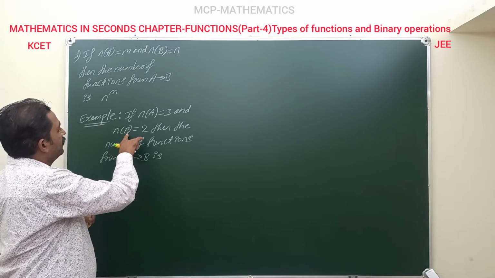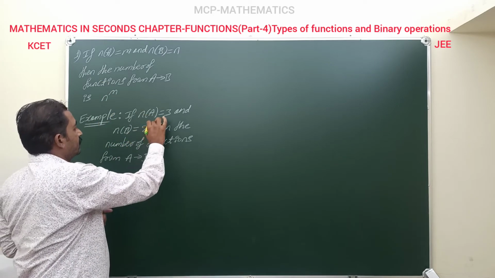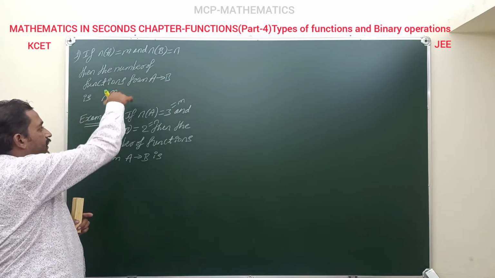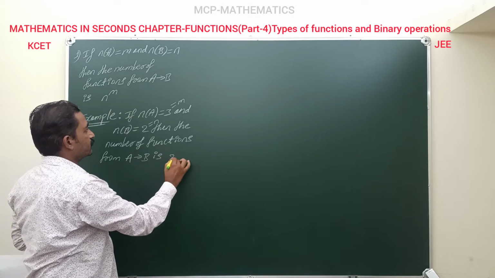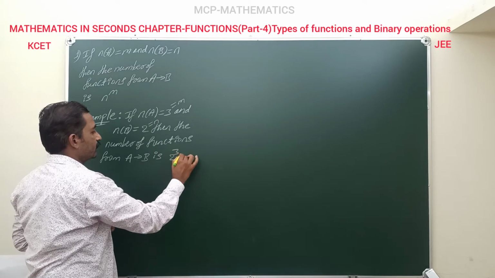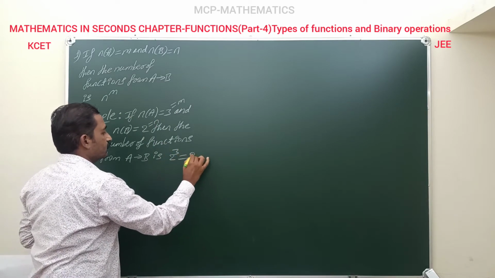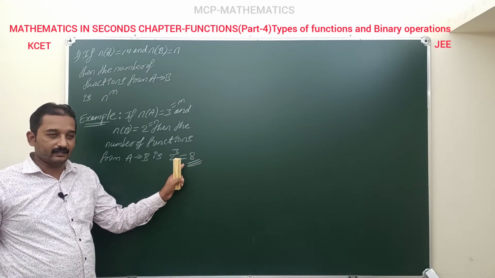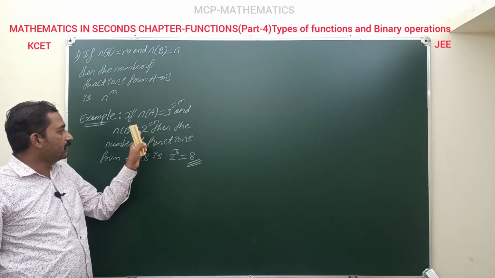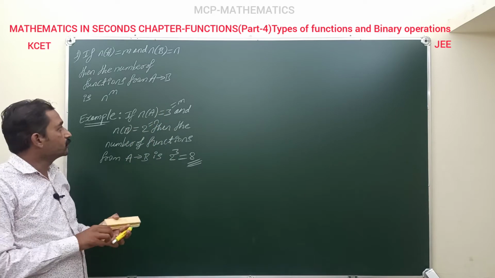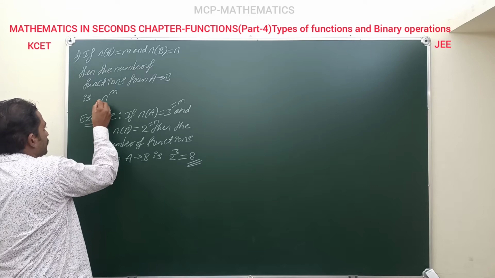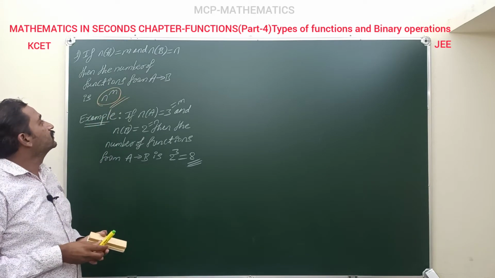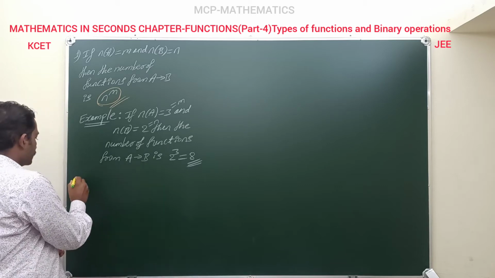In this case, n of B is equal to n, and n of A is m. So using the formula n to the power of m, it is 2 to the power of 3, which is equal to 8. So the number of functions from A to B in this case is 8, if n of A is equal to 3 and n of B is equal to 2. This is a very important formula we can use. Next, let us move on to the second shortcut.